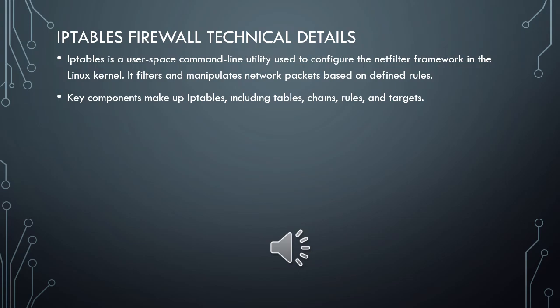The key components that make up the iptables firewall include the tables, which organize rules by function, such as filter for packet filtering or NAT for network address translation. The chains define the path packets take, like input, output, or forward. Rules and targets, where each rule specifies matching conditions and what action to take, like accept, drop, or reject. Understanding these components is essential for building an effective Linux firewall.